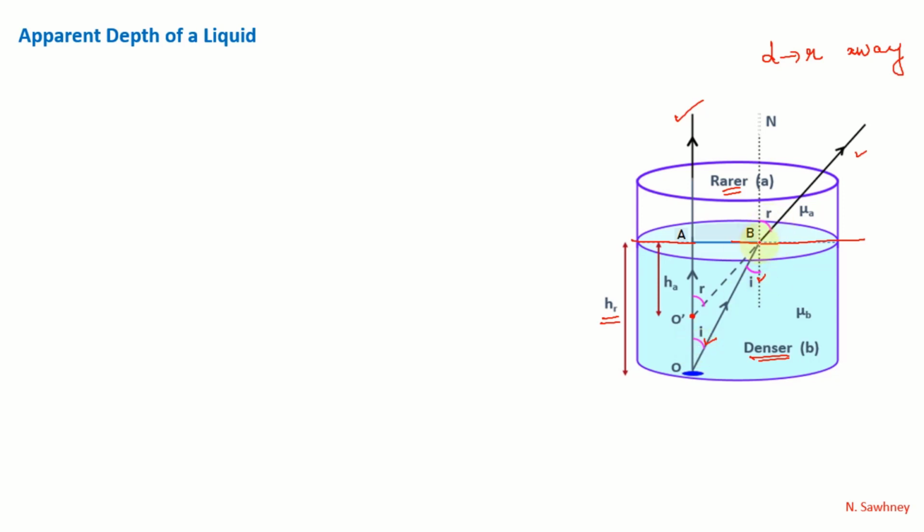So, when this refracted ray is produced backwards, it is meeting at a point O dash. This O dash is appearing as a virtual image of O. That is, when we see through water, this O appears at O dash. So this is the apparent depth. O dash A is the apparent depth of the point object. Therefore, we have to find out the relation between this apparent depth and real depth.